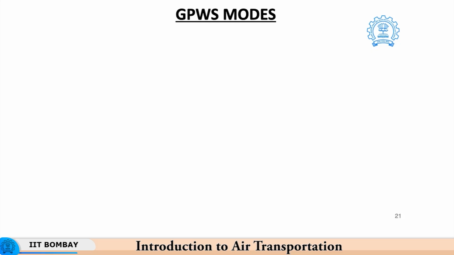So, based on all these, now we understood how the GPWS system actually works. Based on the different types of hazardous flight conditions that an aircraft can come about when very close to the ground, there are different modes of GPWS warnings.